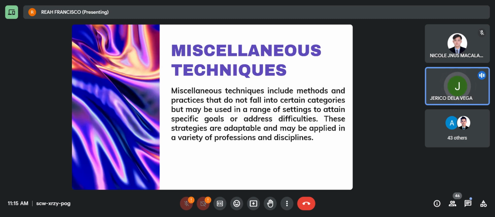They can range from brainstorming and mind mapping for generating ideas and organizing thoughts to advanced problem-solving methods like root cause analysis and Six Sigma, used in quality control and process optimization. Whether it's decision trees in data analysis, the use of the Pareto principle for efficient resource allocation, or practices like time management techniques to enhance personal productivity, miscellaneous techniques are versatile and adaptable, making them essential for tackling a wide range of problems and achieving diverse goals. Next slide, po.